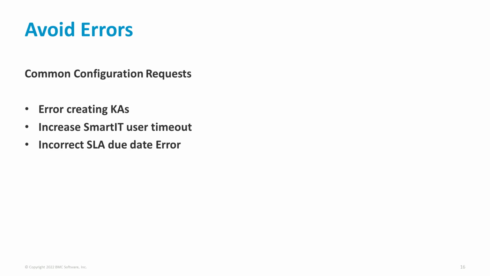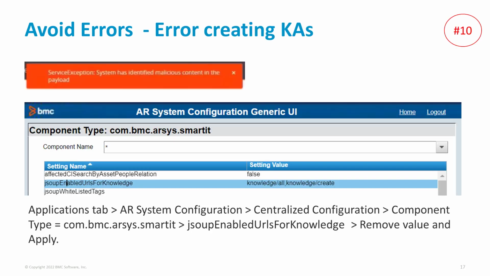Some messages are coming from configuration parameters or Smarty functions to restrict or warn about ticket management. This option can be set as required by customers depending on their needs. The first error related to configuration is an error that occurs when creating a knowledge article. The user gets the malicious content error shown here.